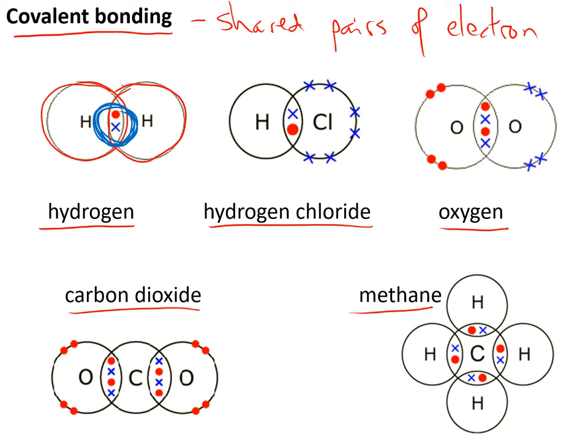So the electrons in this pair count for both atoms. So they'll orbit this atom here. They'll also orbit this atom here like that, okay?